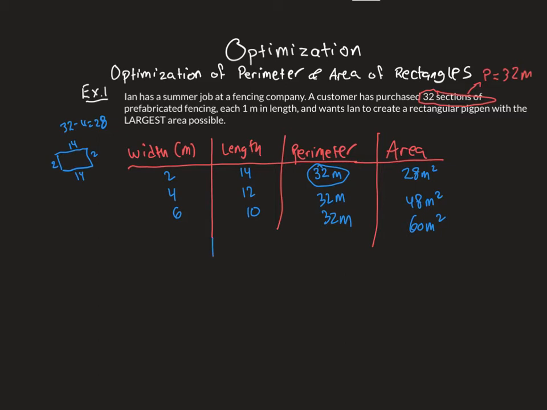Let's keep trying. Let's try 8. Now if that's 8, that means the other one has to be 8. Still gives me 32. 8 times 8 is 64. Alright. Now you can keep going. You could try a 9, you can try 10. If I tried 9, then you'd have 9 times 2, which is 18. If I took 18 away from 32, that would be 14, which means each one would have to be 7. And 9 times 7 is lower.